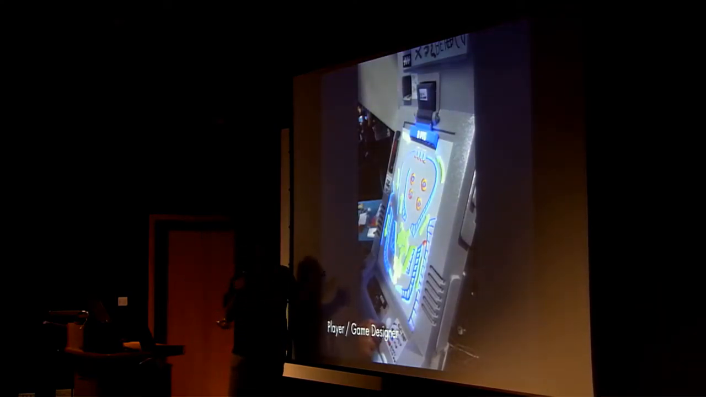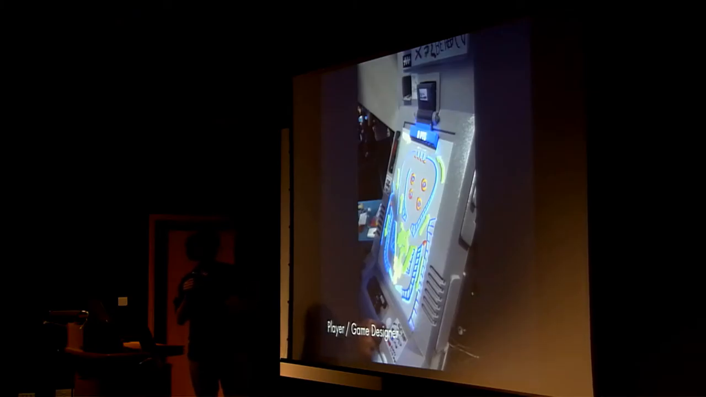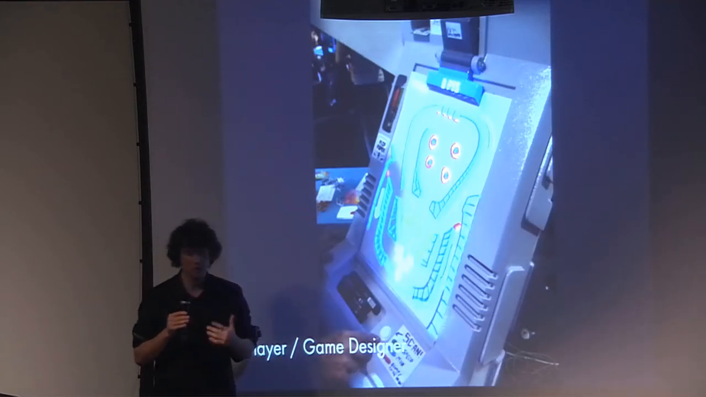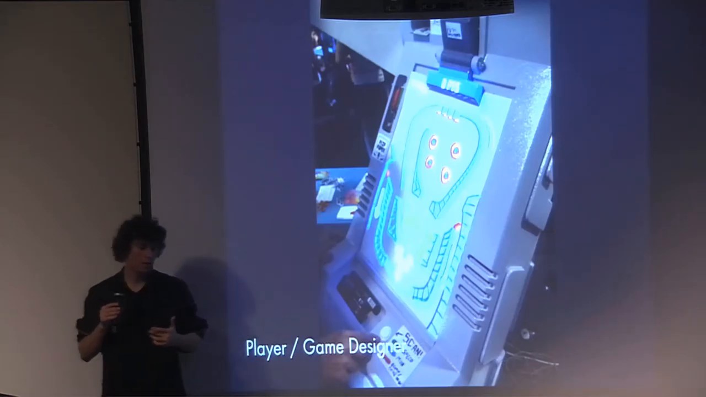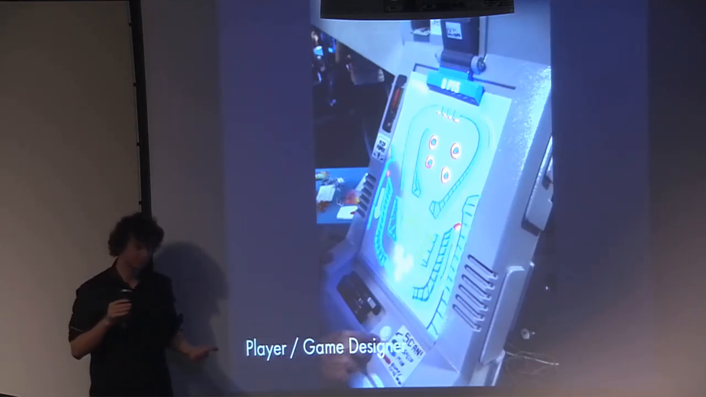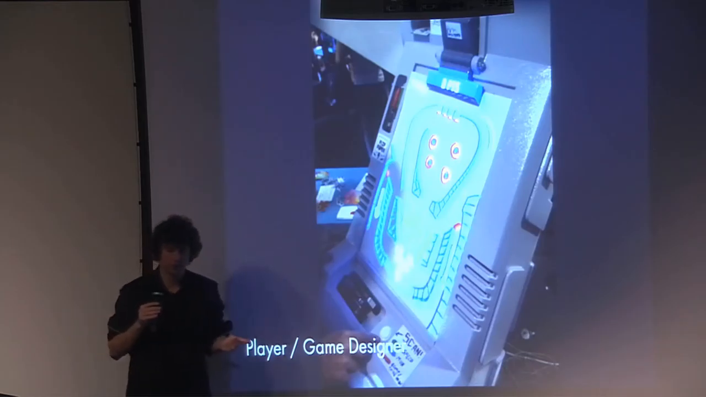And okay, this one is actually a bit hard to play, but it's really nice, and when you see it light up, pretty cool. So you can have a lot of kinds of drawing. So for instance, this one is really more like playing a pinball.